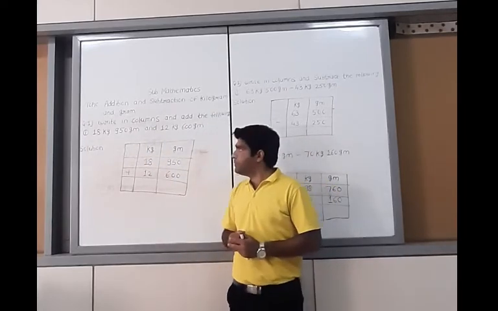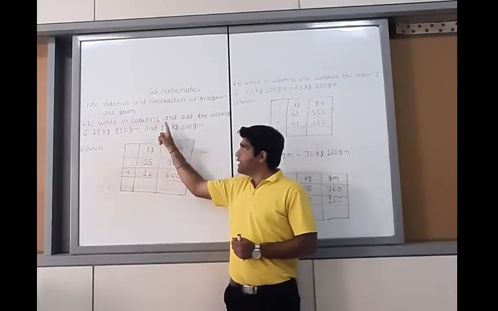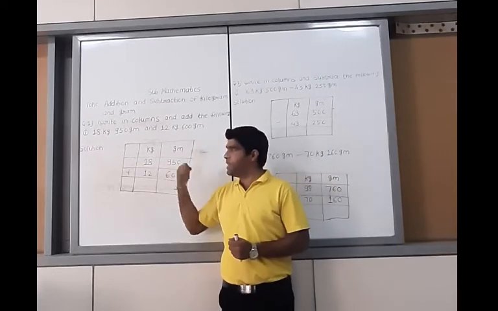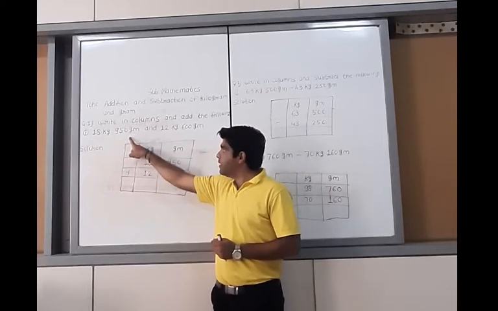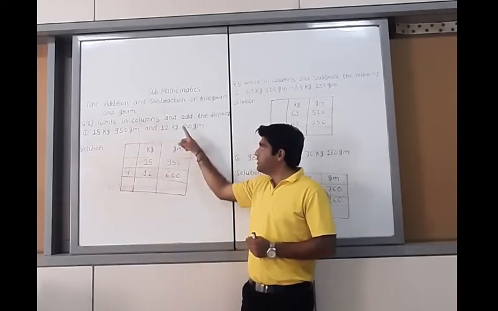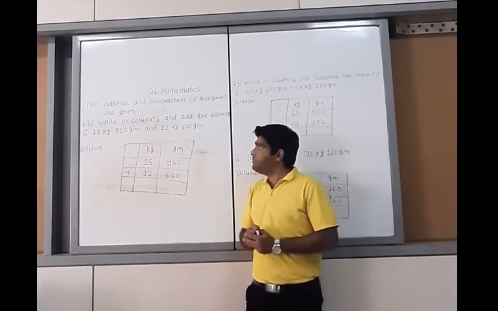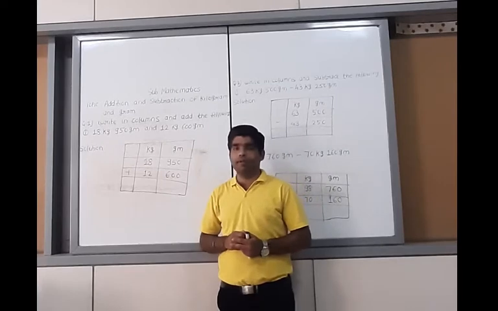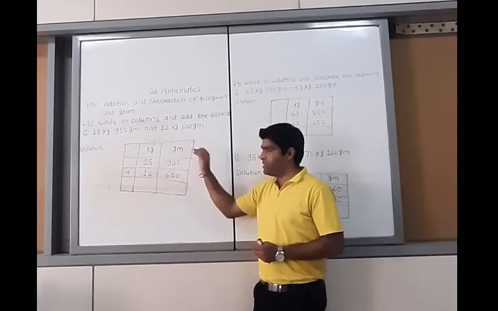Now listen here. First of all, start with this question. Write in column and add the following example. Your example is 18 kg 950 gram and 12 kg 600 gram. Your task is to write in column and add the following example.